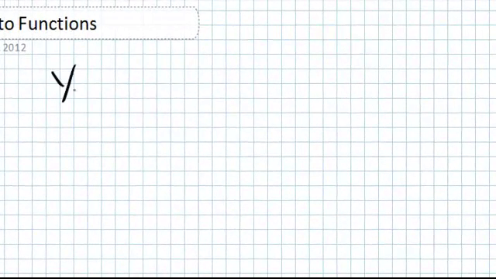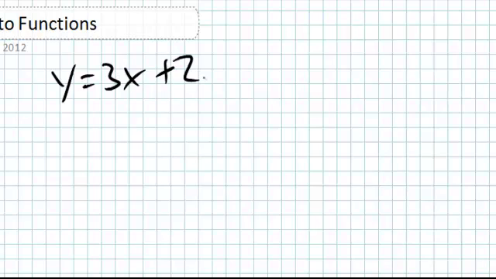Today what I want to do is introduce functions to you guys, what they are and the reasons why we have them. So a function is a way to relate two things together, a way to relate two variables together. And you're saying to yourself, well, Mr. Kemp, we already have that. We already have something called an equation, y equals 3x plus 2. That relates my x and my y.